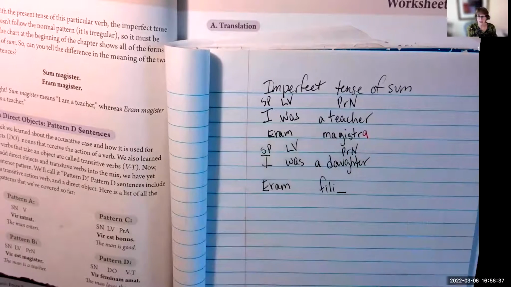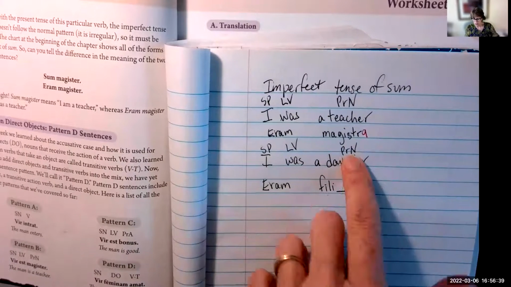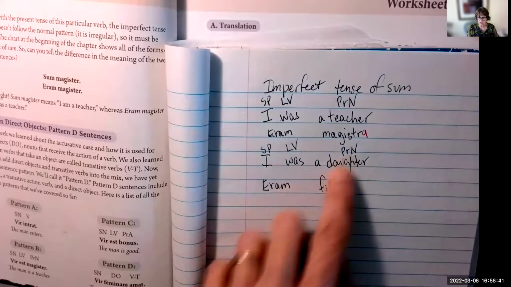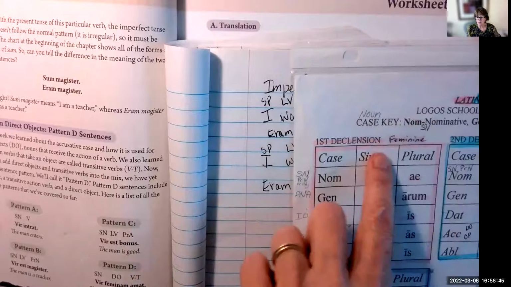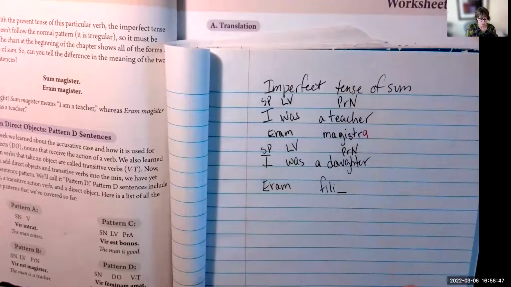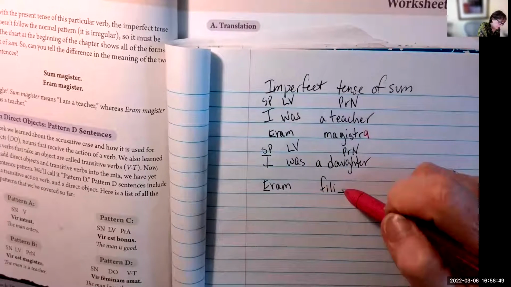F-I-L-I. Now we need an ending. It's going to be a predicate nominative. And since this is singular, where am I going? Going right here. I'm only one person. A. There it is. All right, very good.